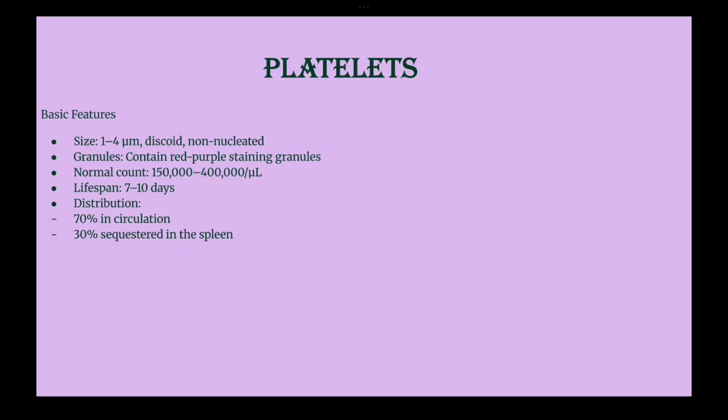The normal count is 1,50,000 to 4,00,000 per microliter. The lifespan is around 7 to 10 days, and its distribution is 70% in circulation and 30% sequestered in the spleen. That is, 70% of platelets are seen in the circulation of the blood and 30% are held in the spleen.